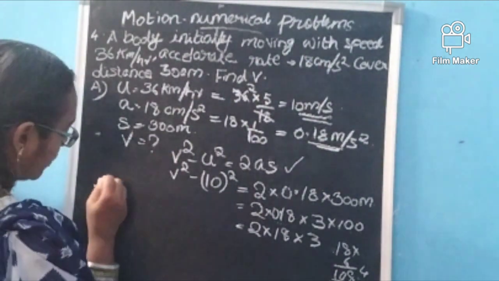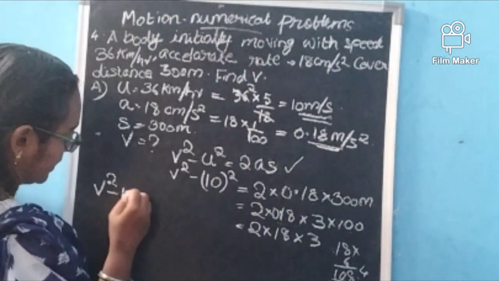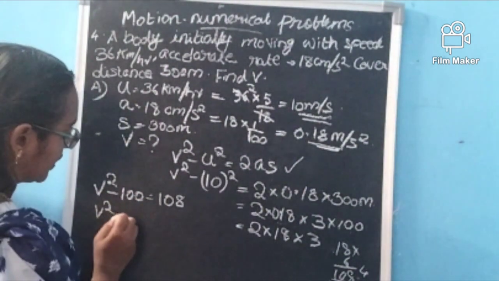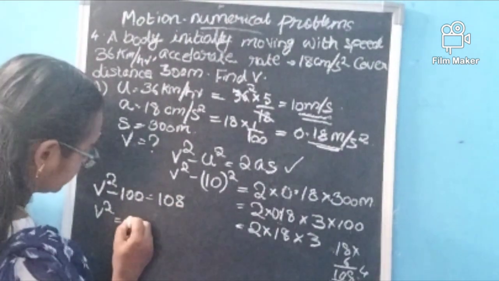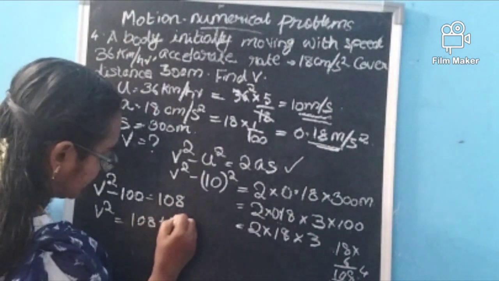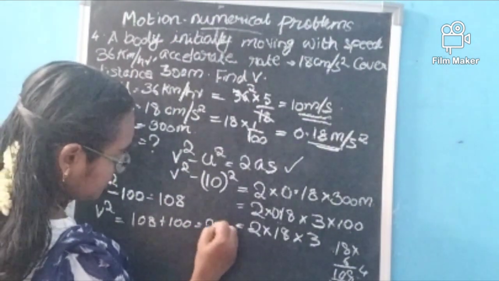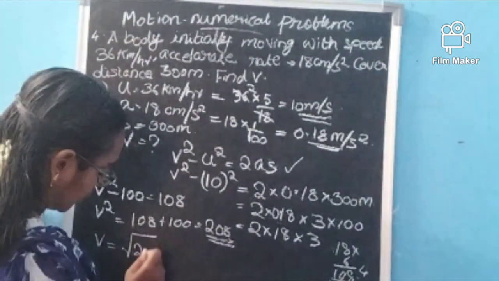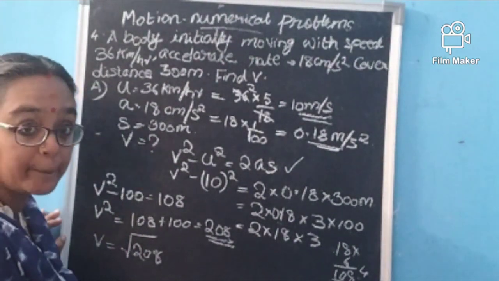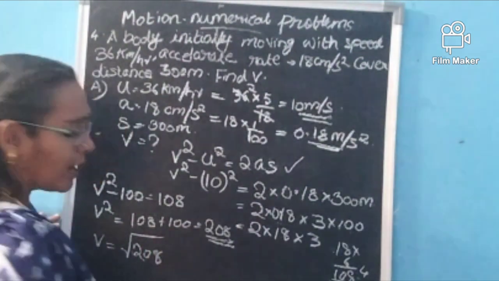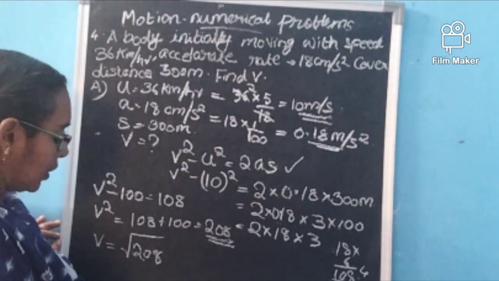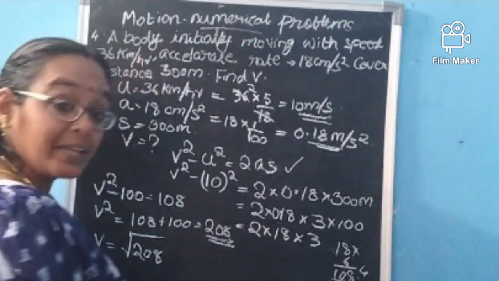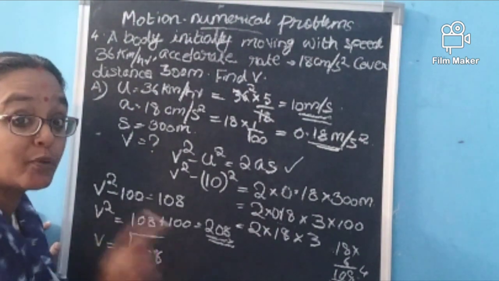So, we can write here v square minus 100 is equal to 108. Okay. So, v square is equal to what? 108 plus 100 is equal to 208. So, what will be v? v is equal to root of 208. 208 is not a perfect square. So, what will be the value? You know the squares, isn't it? 14 square is 196. 15 square is 225. So, it will be in between 14 and 15.